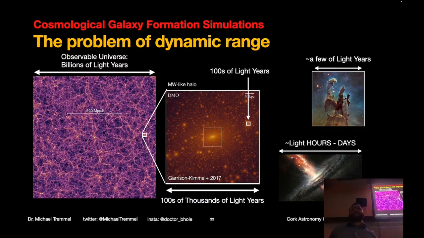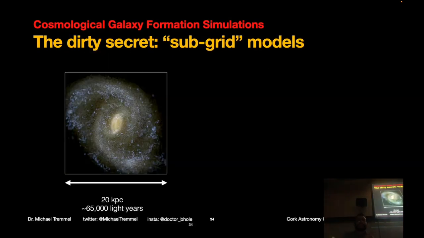And that's actually not possible. We can't do all of this all at once. And so this is what I like to think of as the dirty little secret of simulations, what we call subgrid models. So that nice simulation that we saw of galaxies forming, this is an example of a simulated galaxy.